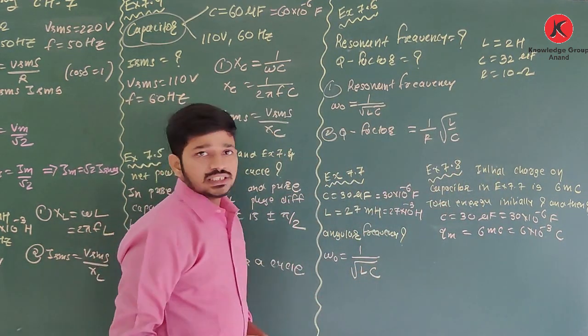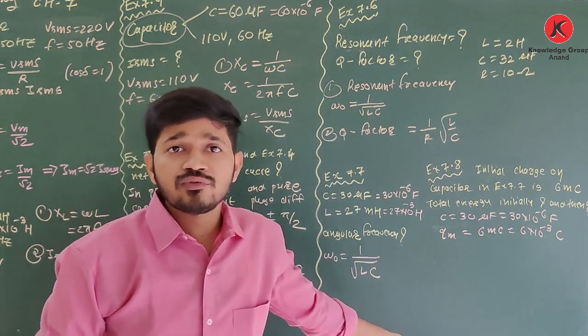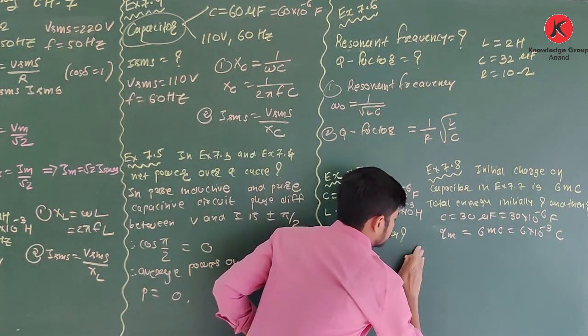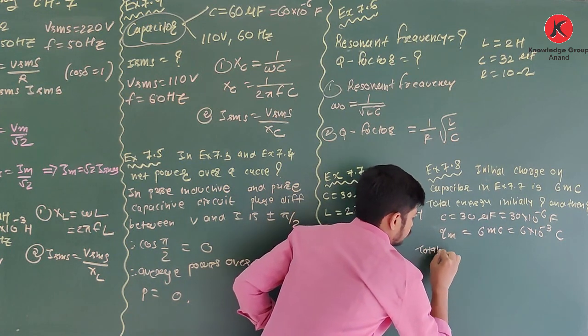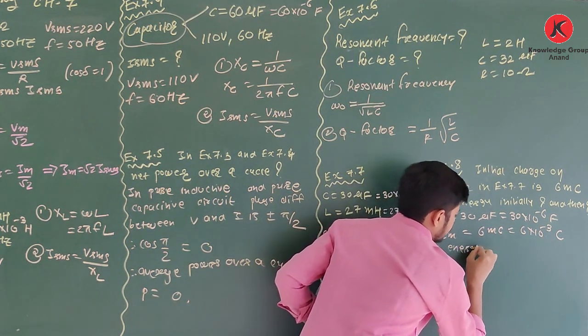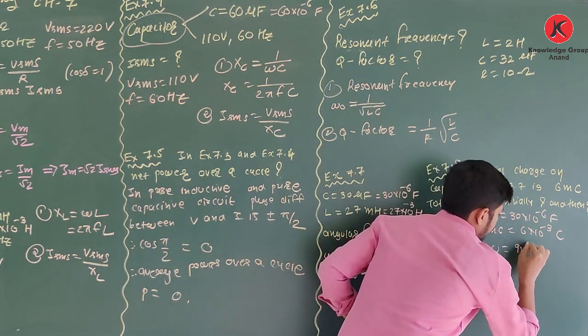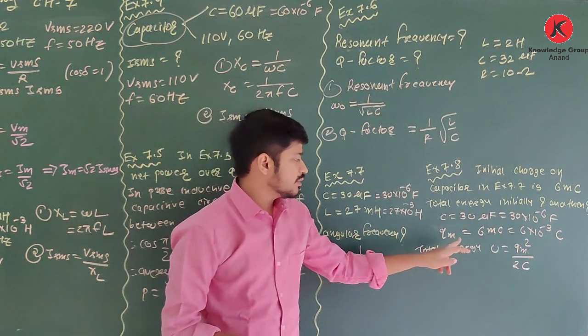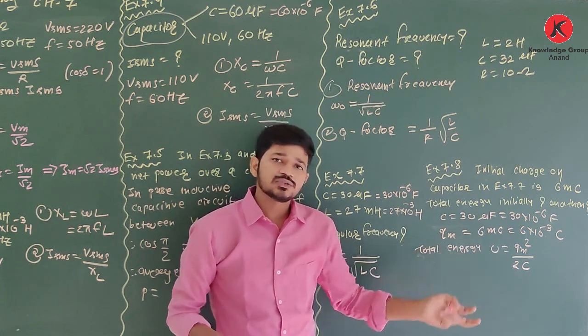The total energy, we have obtained the equation of total energy in an example right now. What is the equation of total energy? U is equal to QM square upon 2C, with the value of QM, you can easily find.